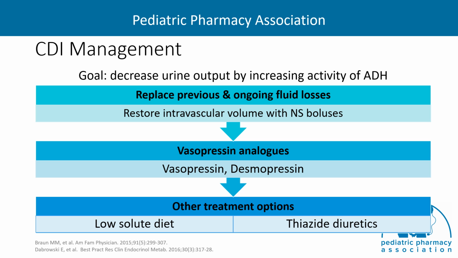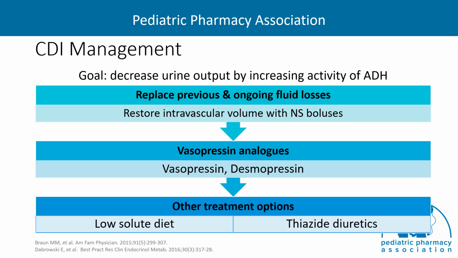The goal in managing central diabetes insipidus is to decrease urine output by increasing activity of antidiuretic hormone. We can do this by replacing all previous and ongoing fluid losses. We can restore intravascular volume with normal saline boluses. However, caution should be had when providing urine output replacement, as this may lead to further increases in urine output due to the inability to not diurese.